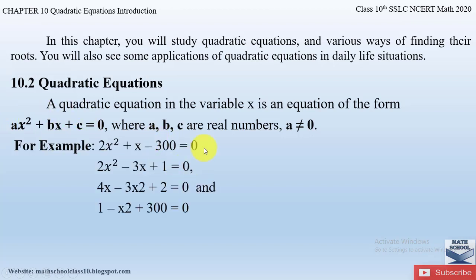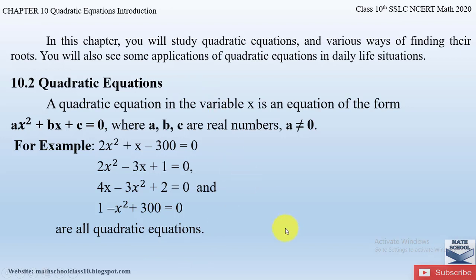See, for example, these are several quadratic equations mentioned here. So you can see this is 2x square plus x minus 300 is equal to 0. Similarly, you see 2x square minus 3x plus 1 is equal to 0. Then 4x minus 3x square plus 2 equal to 0, and 1 minus x square plus 300 equal to 0. Since these equations have the variable x with the power equal to 2, such kind of equations are called quadratic equations. Remember one thing, the quadratic equation always has the highest power equal to 2. So all these are quadratic equations.